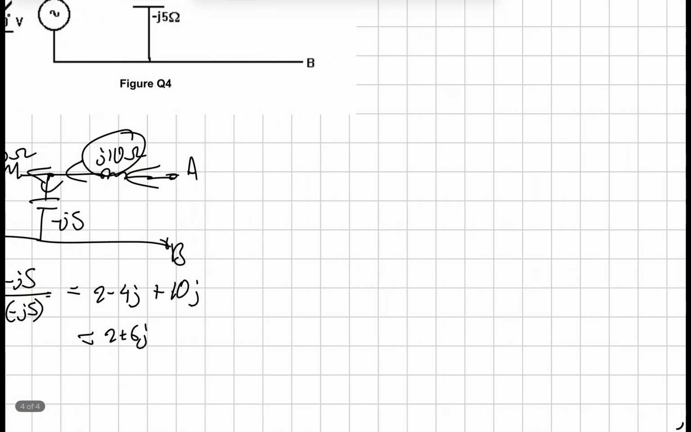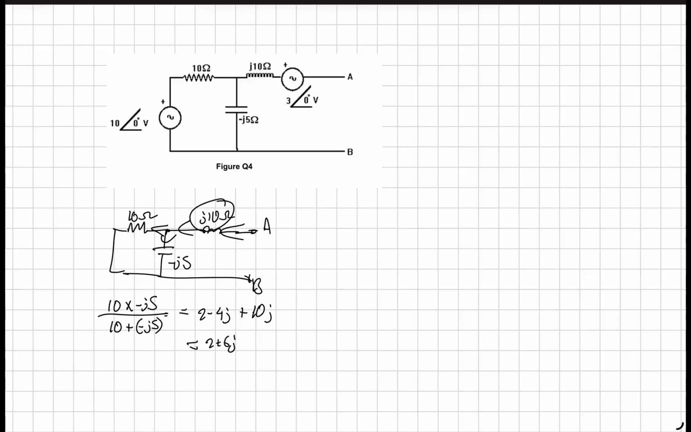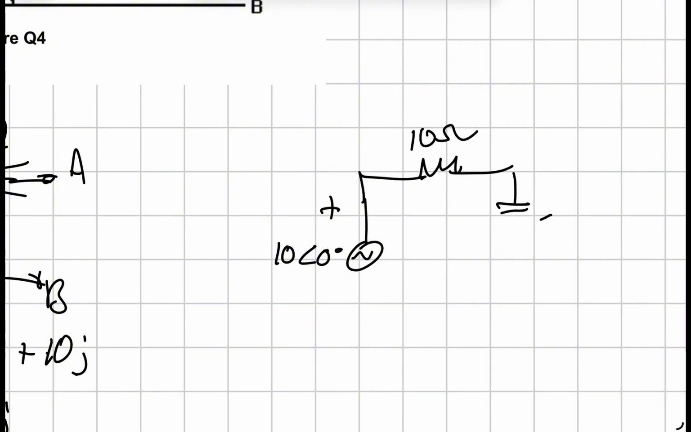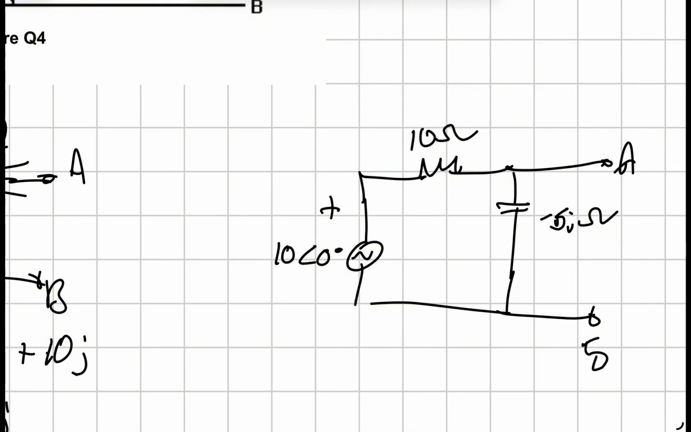Now, you do your sources. So we'll do 10, 0 over here, plus 10 ohms here, minus 5J ohms. Pardon that, that's poor writing. A and B, and 10J ohms is over here. Now, alright, that's messy, right? But just bear with me.